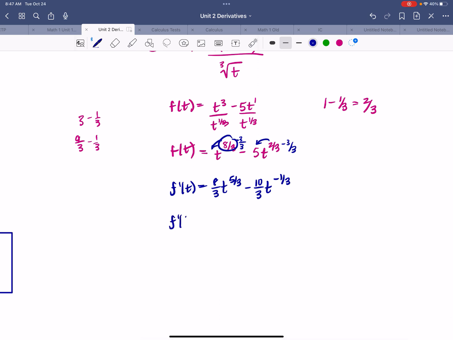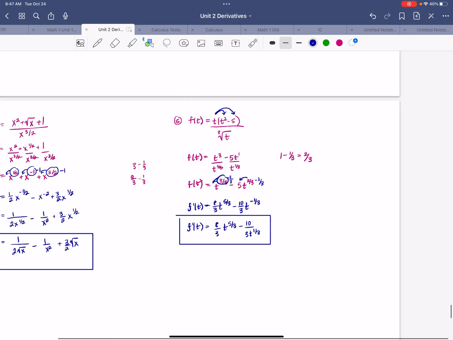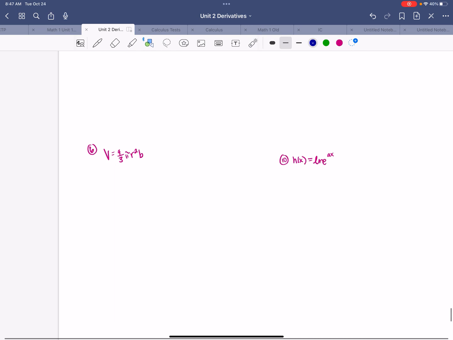I'm going to clean up this derivative just a little bit, take care of that negative power. But really, I could be done in the previous step if I wanted to be. And there's your derivative. Let's take a look at number 6.